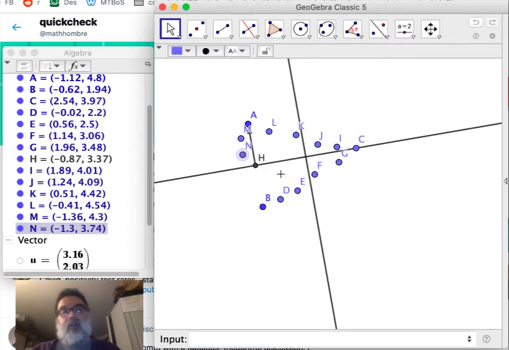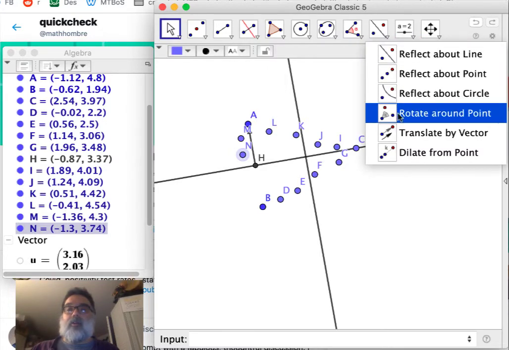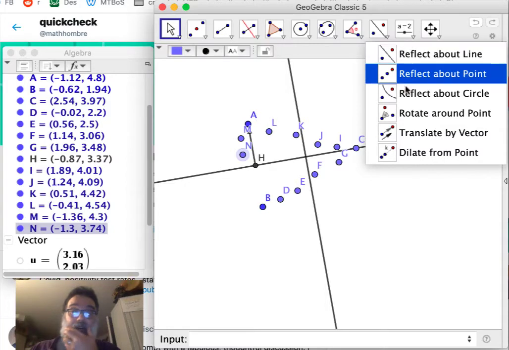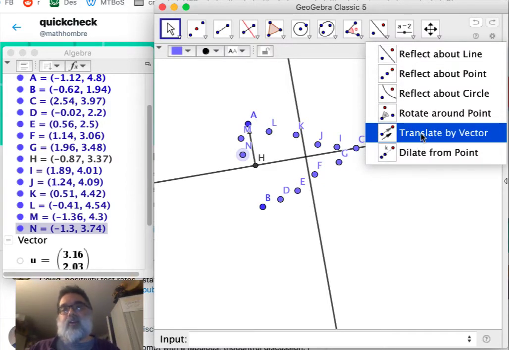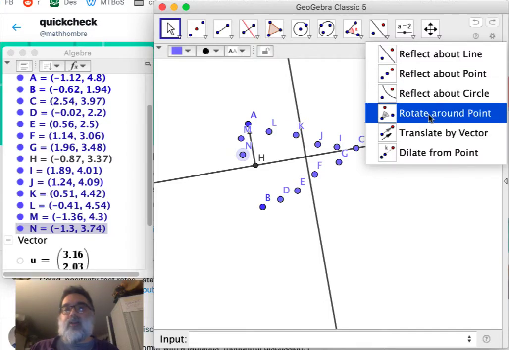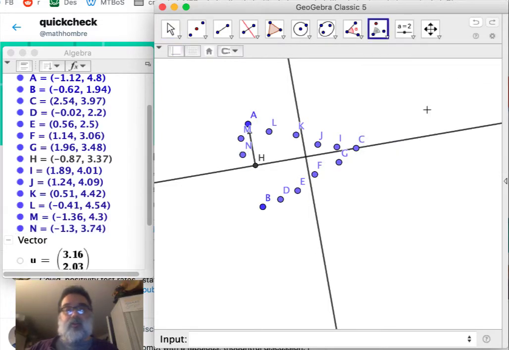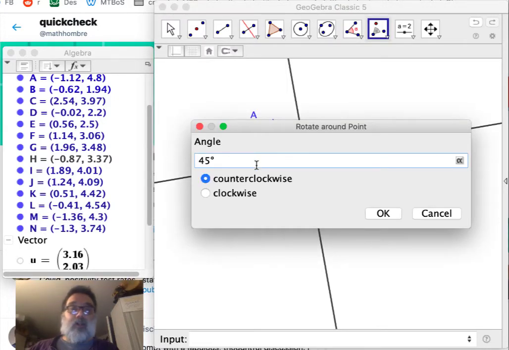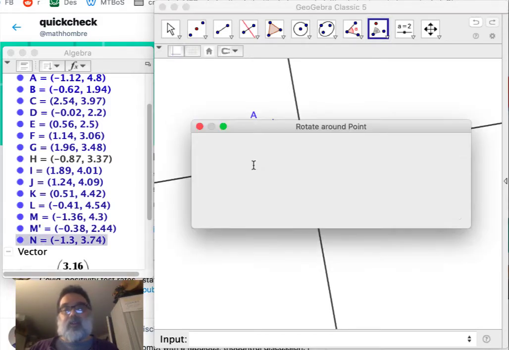Okay, and I've got to rotate those around H. So it turns out GeoGebra doesn't have a glide reflection tool, which I would love to see at some point. And they do have reflect about a point, which is actually a 180-degree rotation around a point. I'm not sure why they have that as a separate motion, but I love almost everything about this tool, so I'm not going to question them too much. There must be somebody who likes that there as an option.